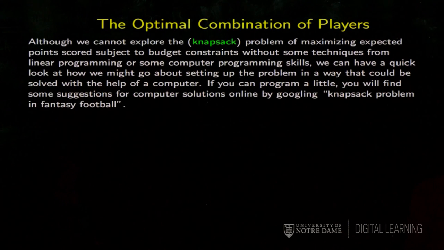Let's get back to the problem of looking for the optimal combination of players for our fantasy football team. Although we can't explore the knapsack problem, the problem of maximizing expected points scored subject to our budget constraints, without some techniques from linear programming or some computer programming skills, we can have a quick look at how we might go about setting up this problem in a way that can be solved by hand for small examples, or perhaps with the help of a computer for large examples.